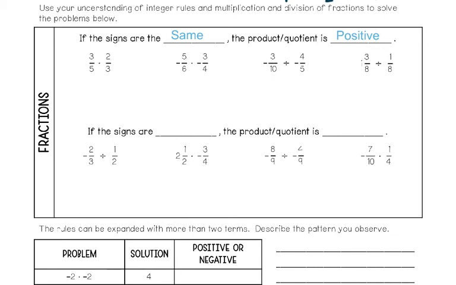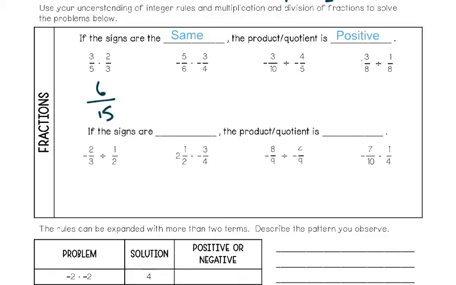So let's look at the first example. 3/5 times 2/3. When we multiply fractions, you just multiply straight across. So 3 times 2 is 6, and 5 times 3 is 15. So go ahead and look at the next one, and I want you to try negative 5/6 times negative 3/4 by yourself, and then press play when you're ready to check.